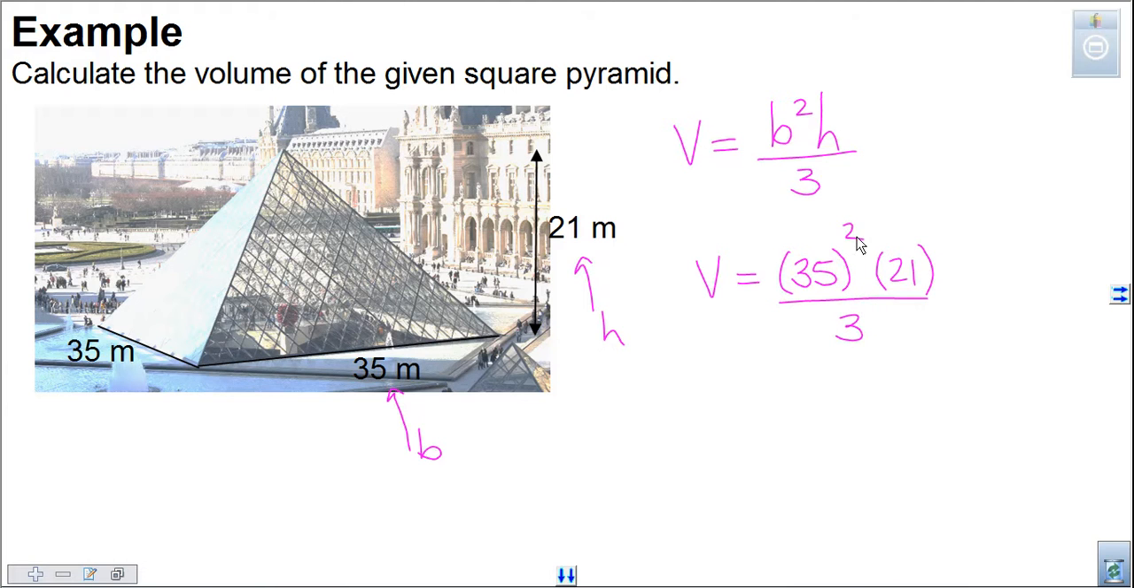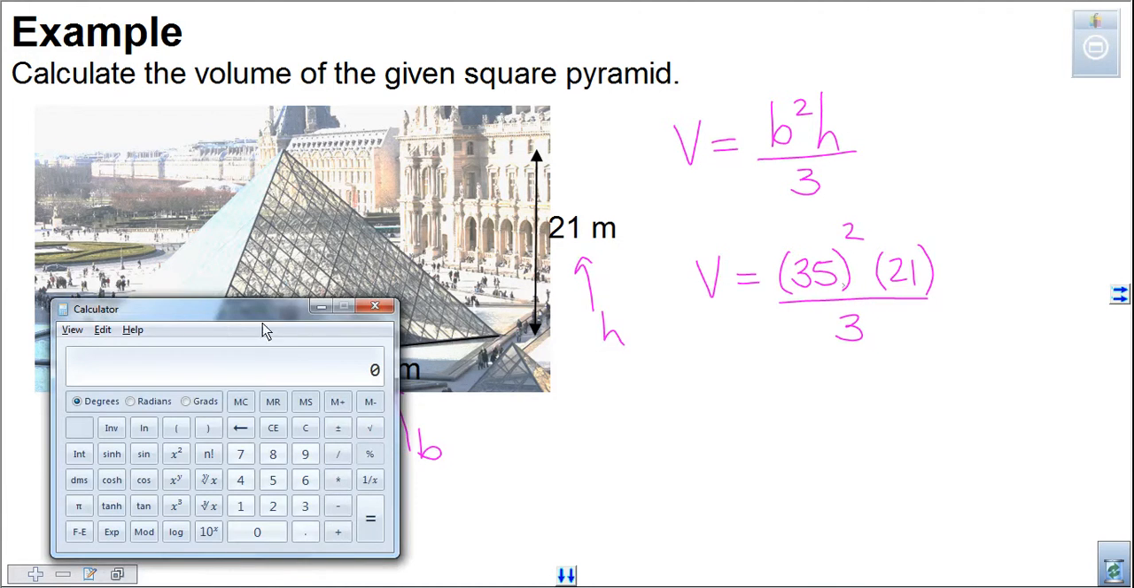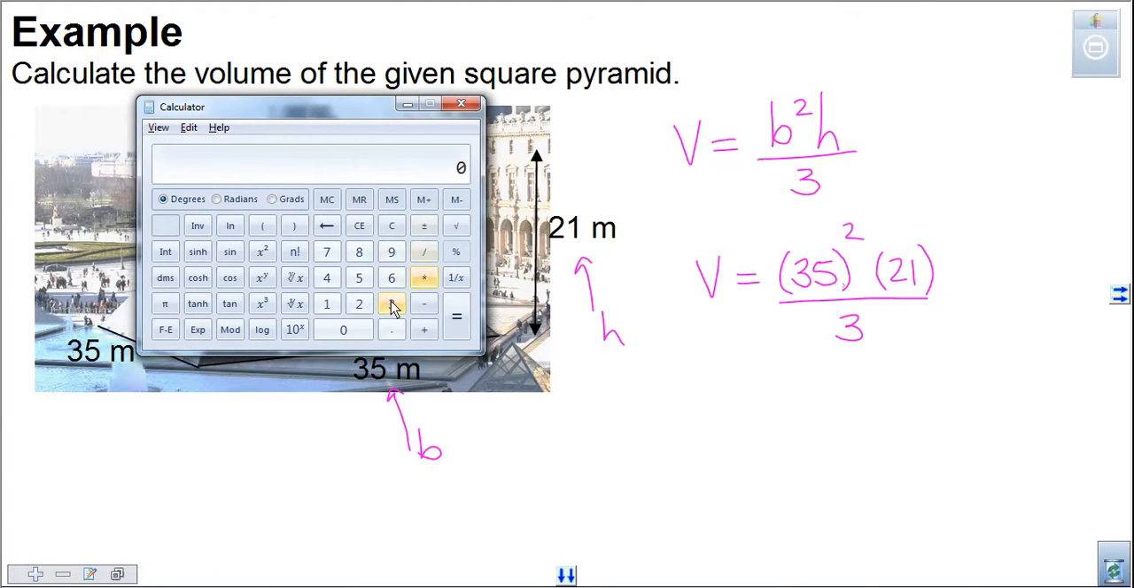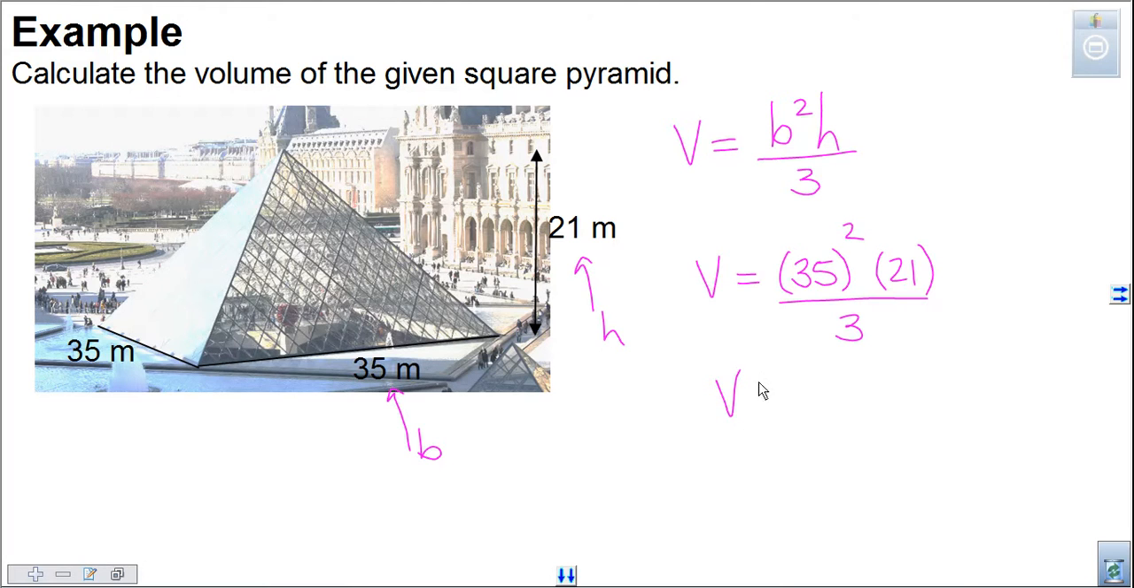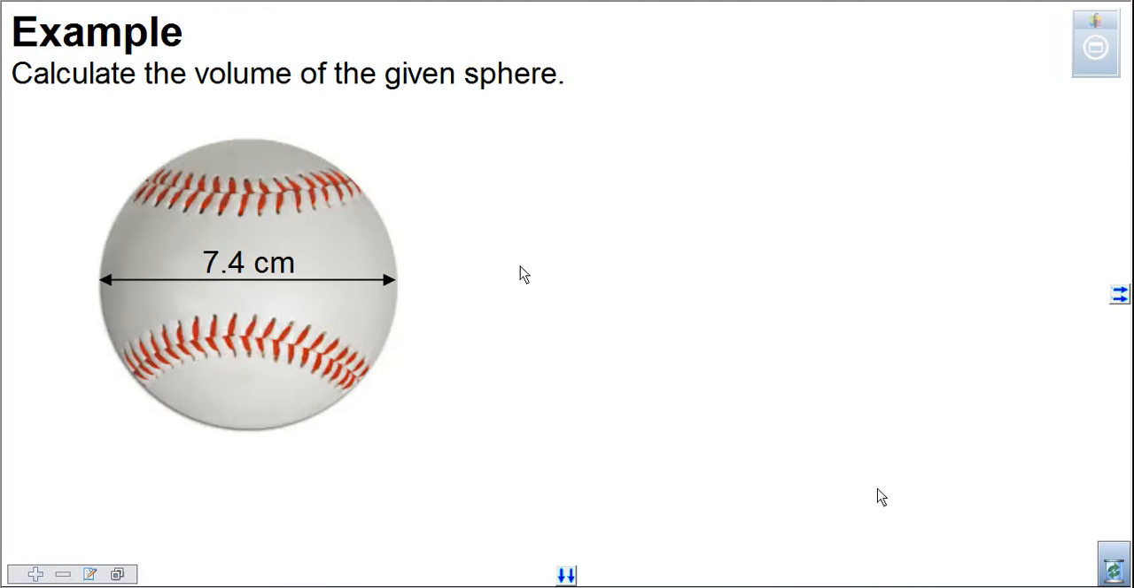Now remember, 35 squared means 35 times 35, so we can go ahead and do that on our calculator. We can actually do the whole thing on our calculator. So we're going to do 35 times 35 times 21 divided by 3. Okay, and we get 8,575 meters cubed, or cubic meters. All right, so it's write down the formula, replace the variables with the correct values from the diagram, and then simplify with a calculator.